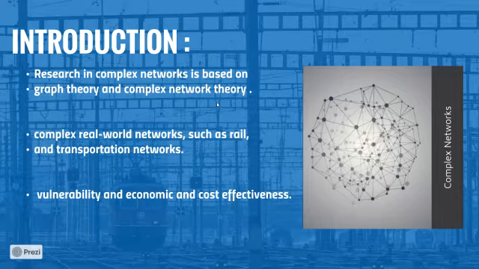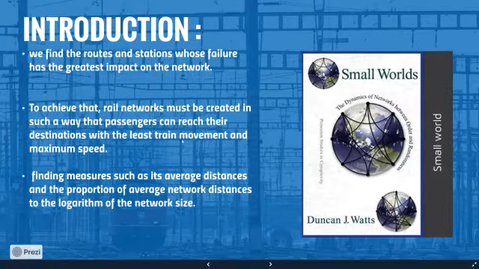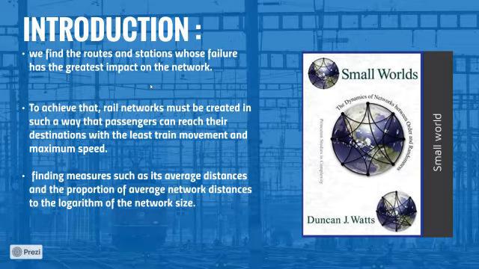By understanding the network structure and its topological characteristics, we will be able to examine the networks from various aspects such as vulnerability and cost effectiveness. In this article, by identifying the structure of the network and examining its characteristics, we find the roads and stations whose failure has the greatest impacts on the network. To achieve that, the rail network must be created in such a way that passengers can reach their destination with the least train movement and maximum speed.